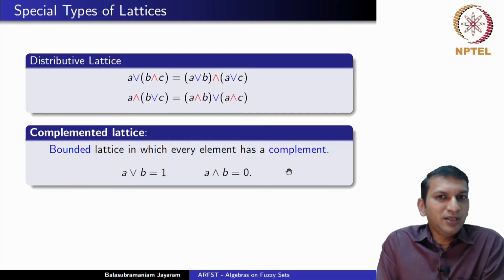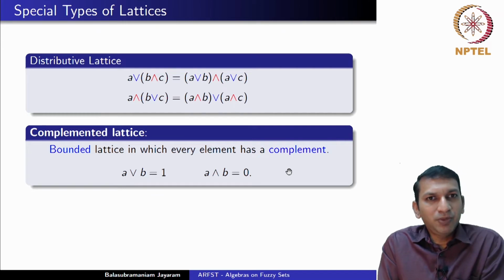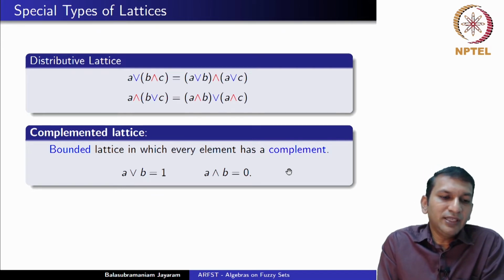We've also seen what a complemented lattice is. To begin with, we need a bounded lattice, and given an element A, we say it has a complement B if these 2 identities hold. That means A join B should be 1 and A meet B should be 0. If this happens for every element in the lattice L, we say it is a complemented lattice.